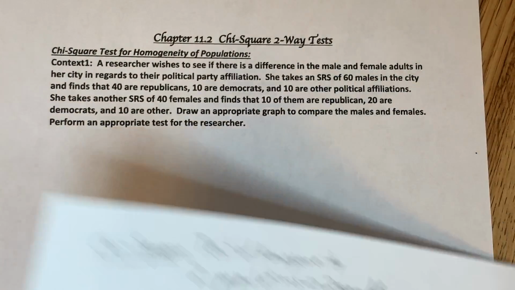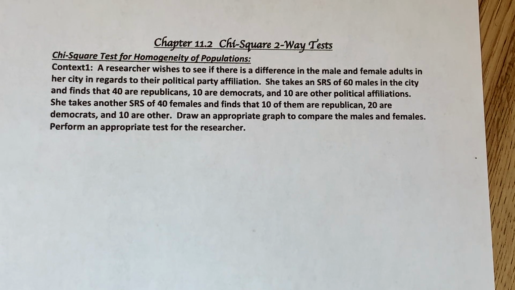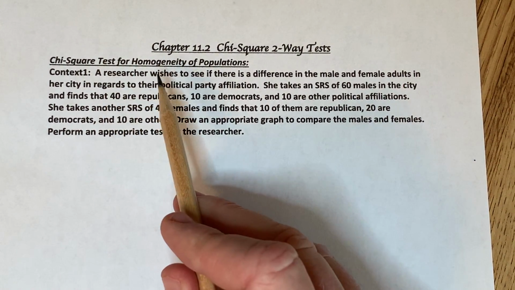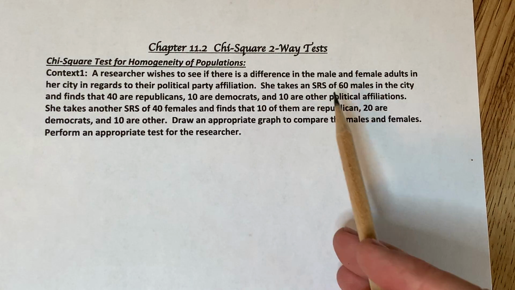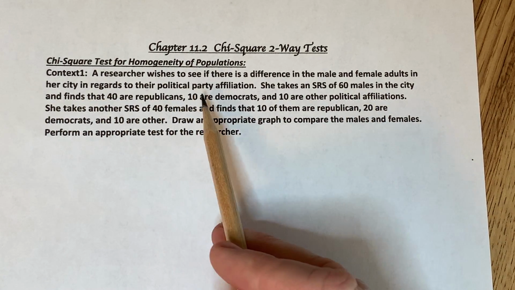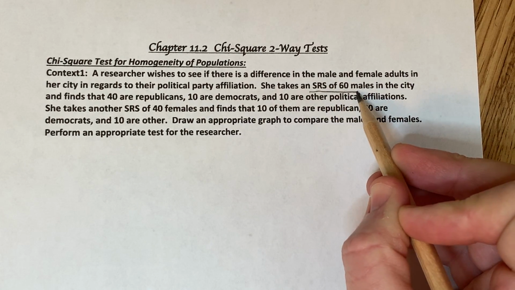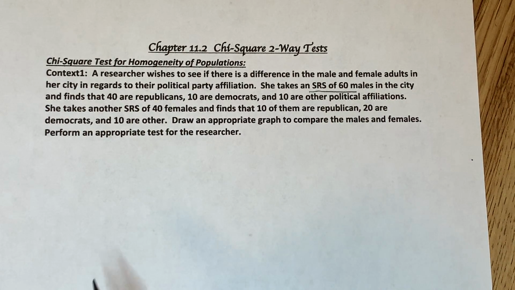Now, let's look at a couple of examples of what I'm talking about here. And of course, part of this is going to be a little bit of a review of chapter 1. So first of all, we're going to do a chi-squared test of homogeneity of populations, where we're going to have two different populations, and we're going to be asked to compare a categorical variable between these two populations. So it says, a researcher wishes to see if there's a difference in the male and female adults in her city in regards to their political party affiliation.